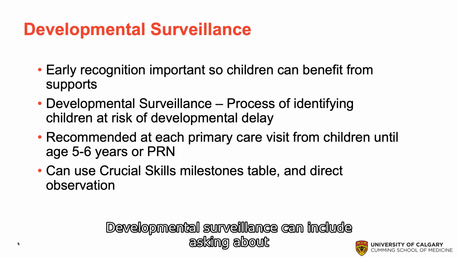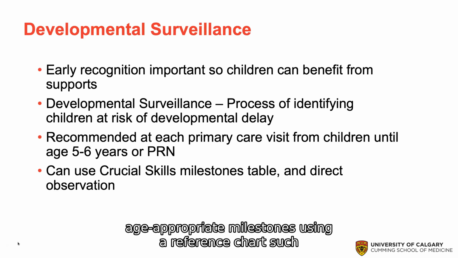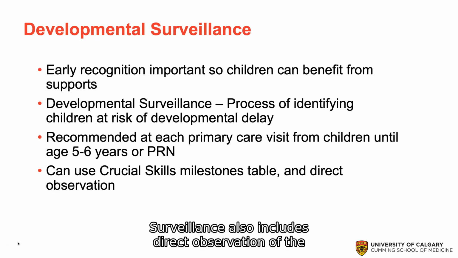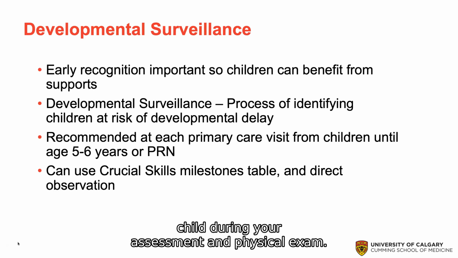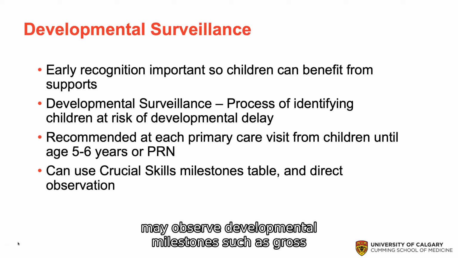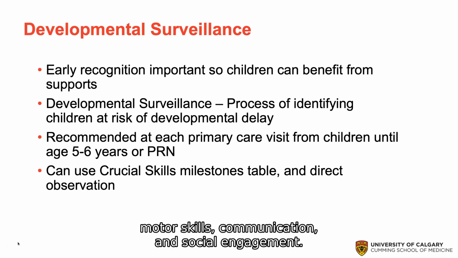Developmental surveillance can include asking about age-appropriate milestones using a reference chart such as a Crucial Skills table. Surveillance also includes direct observation of the child during your assessment and physical exam. Through your interactions with the child, you may observe developmental milestones such as gross motor skills, communication, and social engagement.